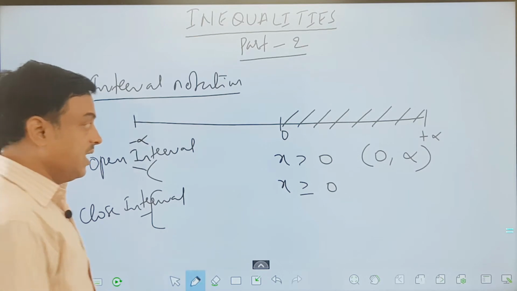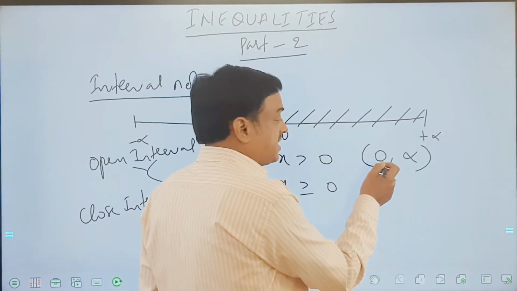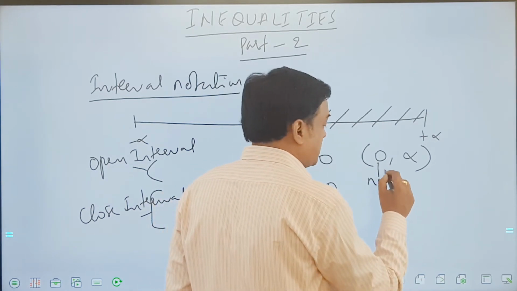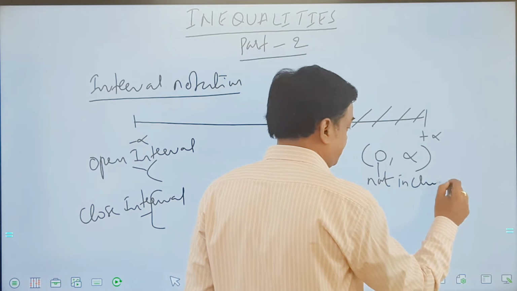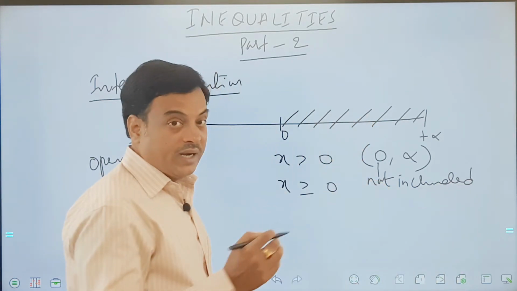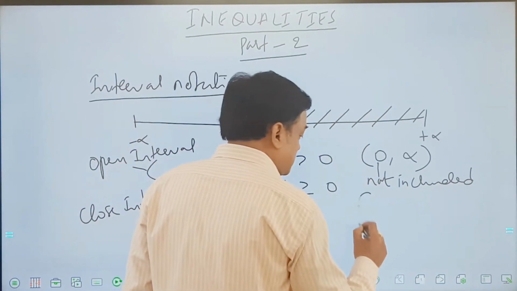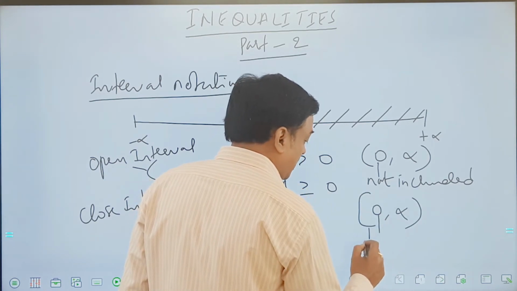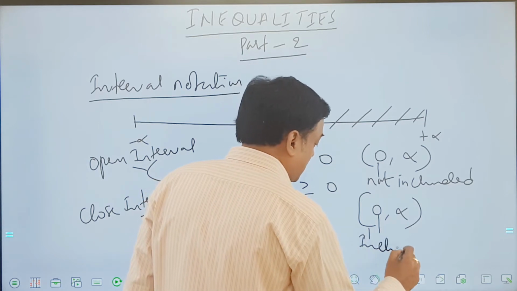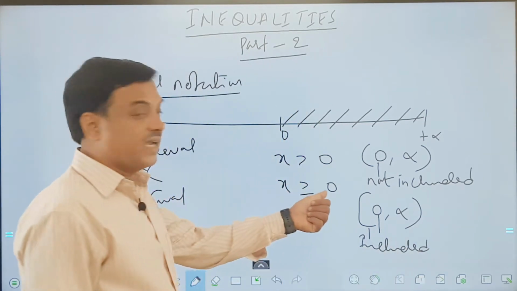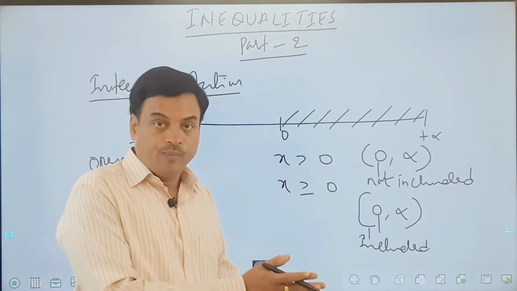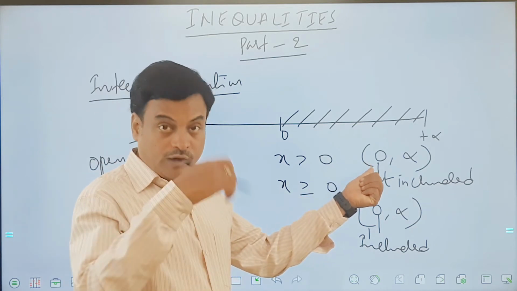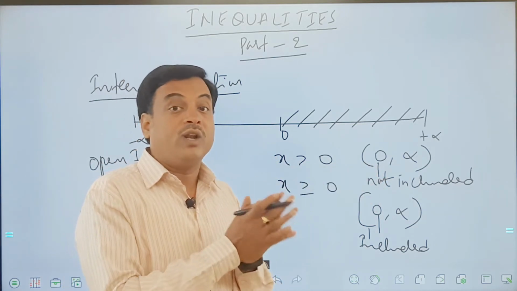What is the meaning of this? If I say open interval, the extreme value, that is 0, is not included. 0 is not included in this case. That is called open interval. And when I say this, it is called 0 to infinity, and here 0 is included. That's the difference. Now please understand, this will take a value 0 also, whereas in the previous case 0 is not included. So when I write a bracket like curve, the extreme values will not be included.